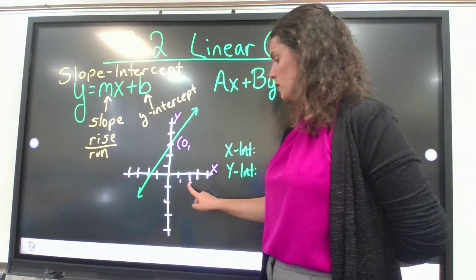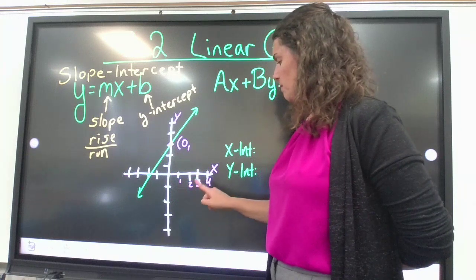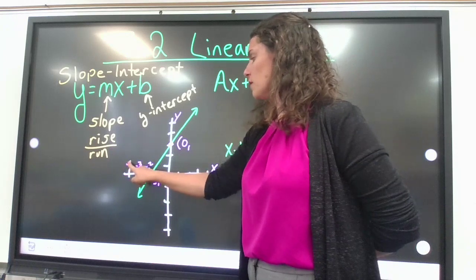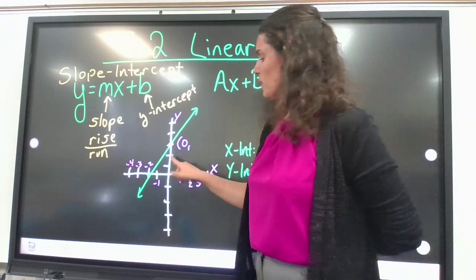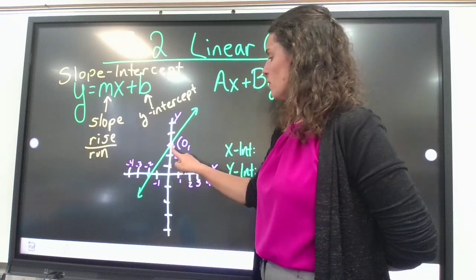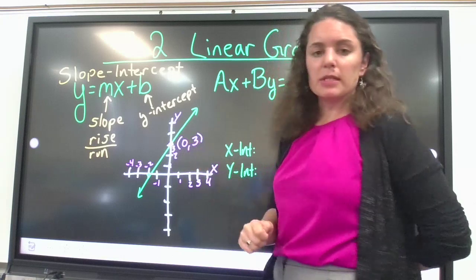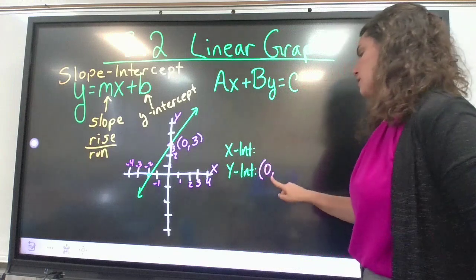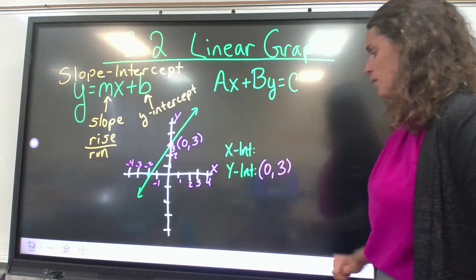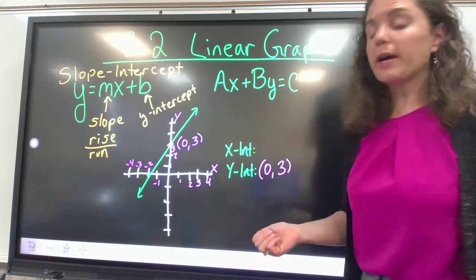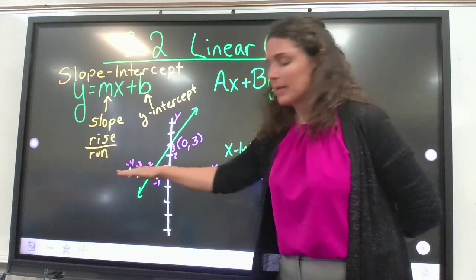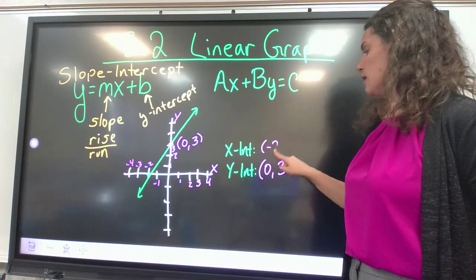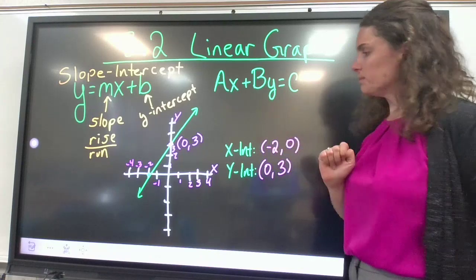Remember the numbers go 1, 2, 3, or 4, -1, -2, -3, -4. So for this one, it goes up 1, 2, 3. So my y-intercept is (0, 3). And I could write that over here, (0, 3). For my x-intercept, the y value will be 0 because the point will be on the x-axis. And for this graph, it's down here at (-2, 0).